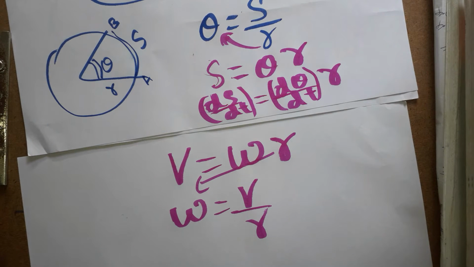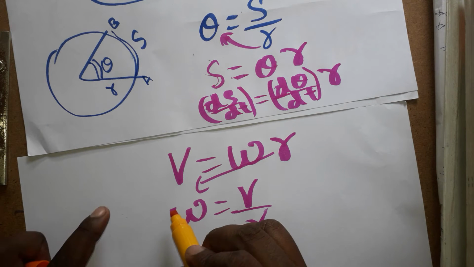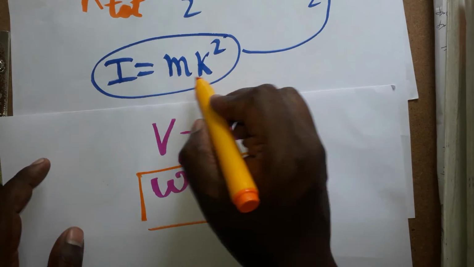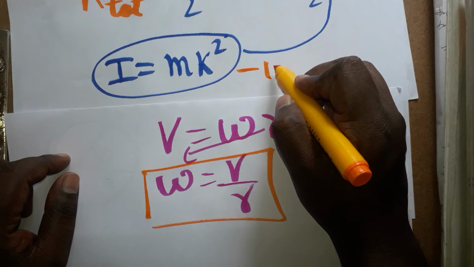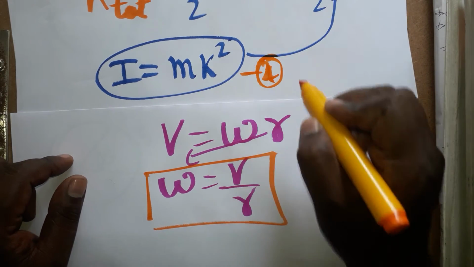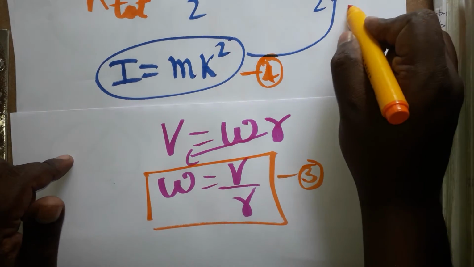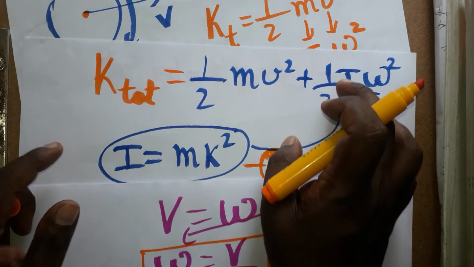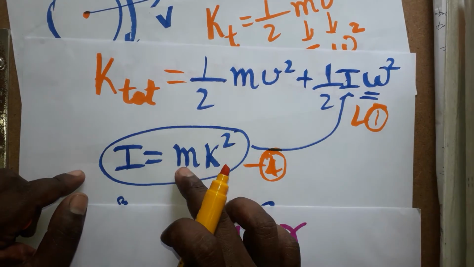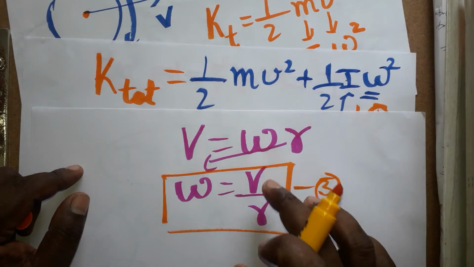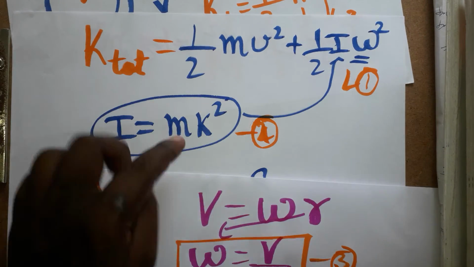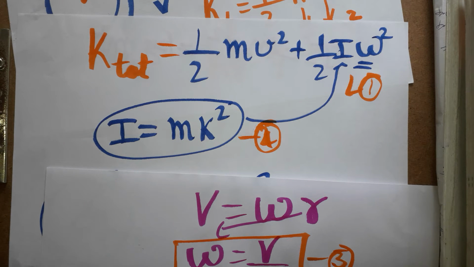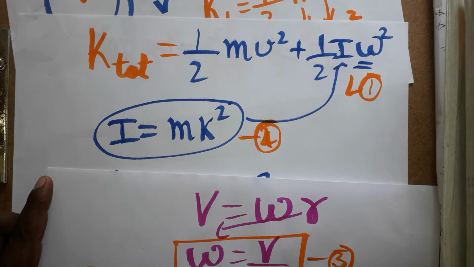So now I have what omega is and what the inertia is. Inertia is equal to m k squared, which we take as equation 2. Omega equals v divided by r is equation 3. The total kinetic energy is equation 1. I am going to substitute 2 and 3 into 1. Inertia is m k squared and omega is v divided by r. Here k is called the radius of gyration, the average radius, while r is the radius of the disc, sphere, cylinder or whatever the object is.